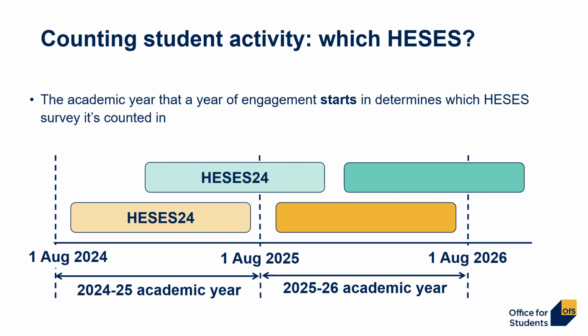In the following year, the same occurs again. Both years of engagement begin in the 2025-26 academic year, so again, both the first student's second year of engagement and the second student's second year of engagement are recorded in their entirety in HESIS 25.